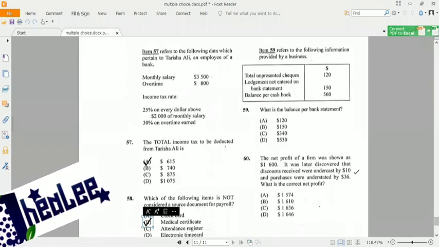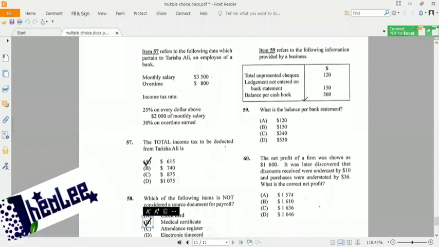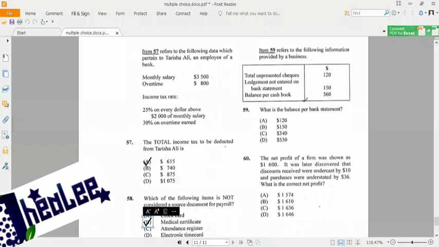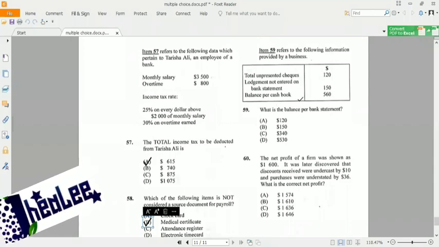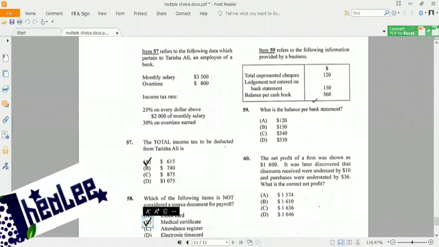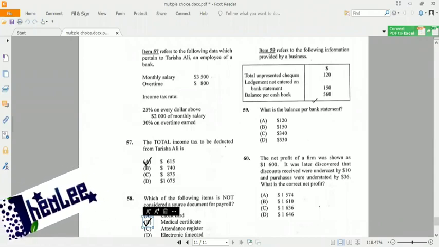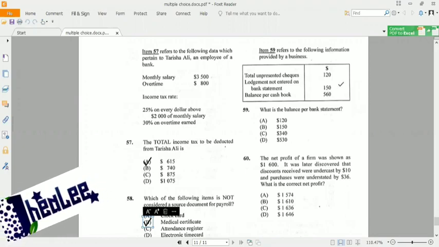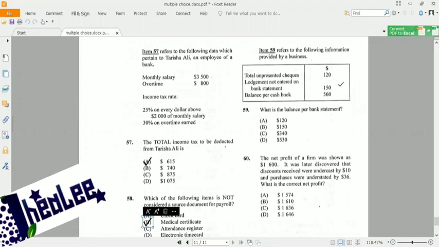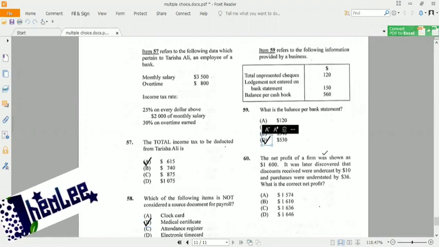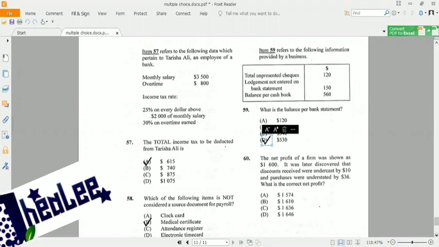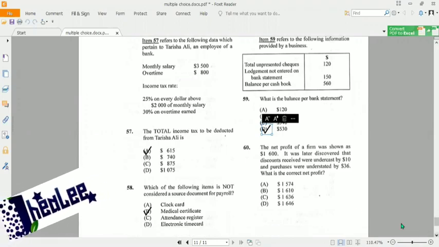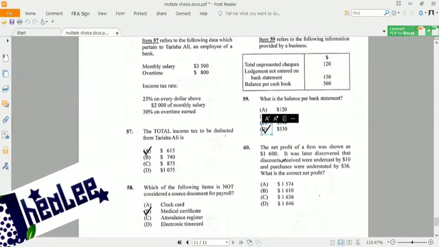Number 59. What is the balance per bank statement? You know, this is a bank reconciliation statement, right? And if we're presented with the balance as per cash book, remember it is the balance as per cash book plus your unpresented checks, that is 560, plus the 120 as unpresented check. We less our late lodgement, which is the 150, and that would give us a balance as per bank statement of 530.